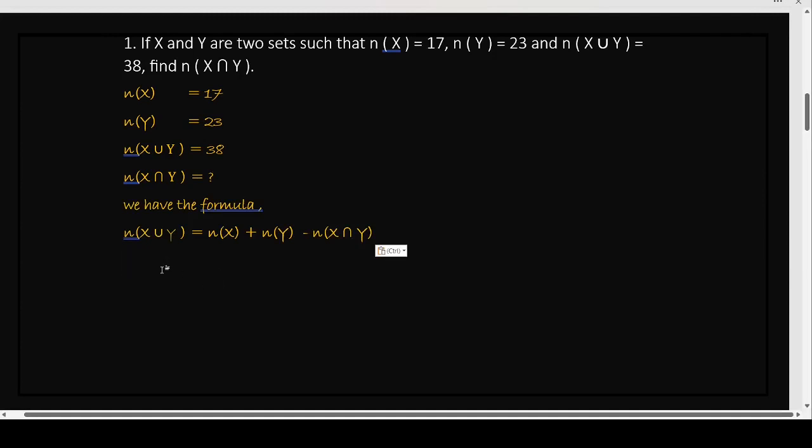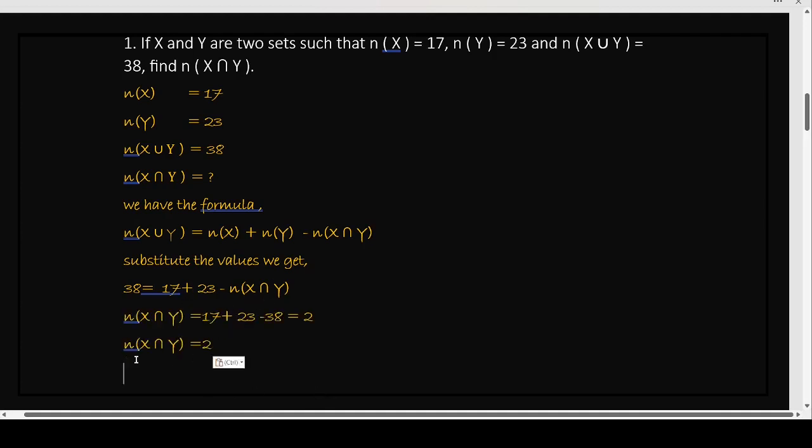So we have the formula. n(X union Y) is equal to n(X) plus n(Y) minus n(X intersection Y). Substitute these values, we get 38, n(X) is 17, n(Y) is 23, minus n(X intersection Y). Simplifying, we'll get that n(X intersection Y) equals 2. Pretty easy, right? Only thing is, you should remember the formula, which formula to be used.